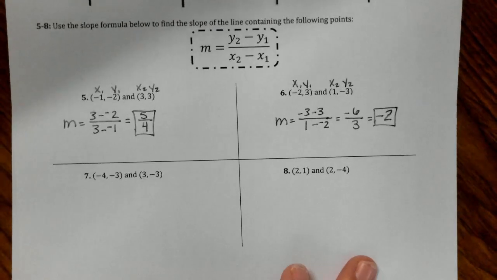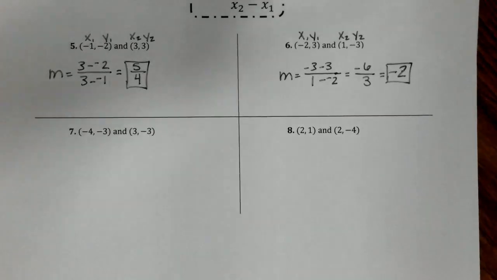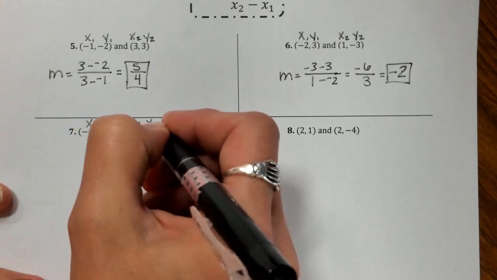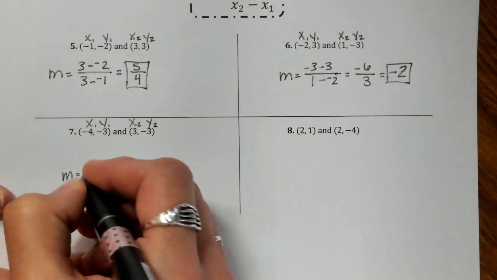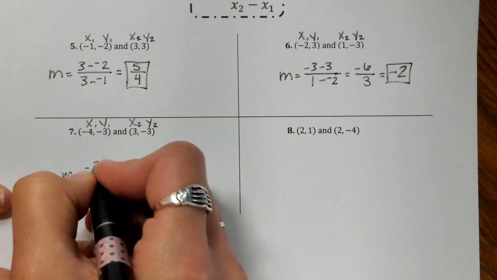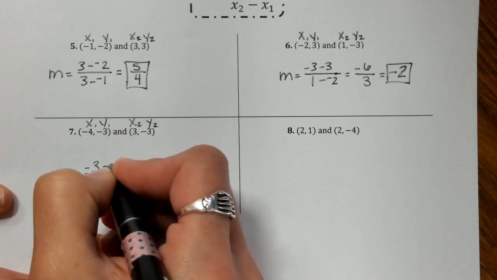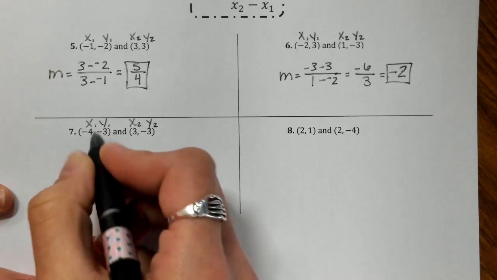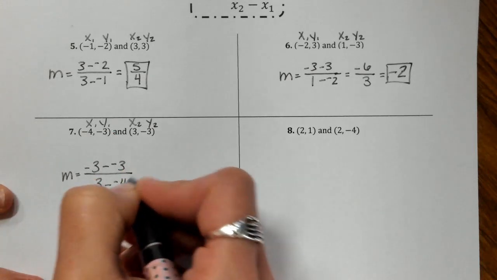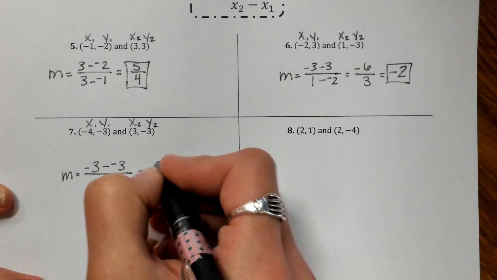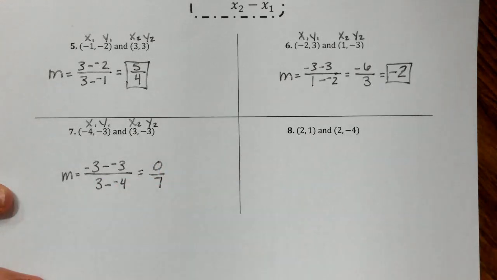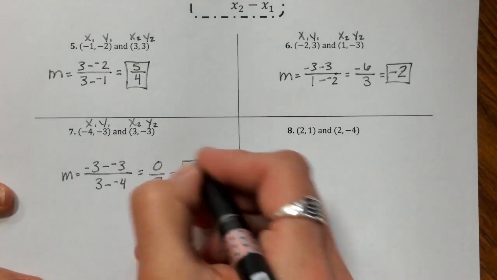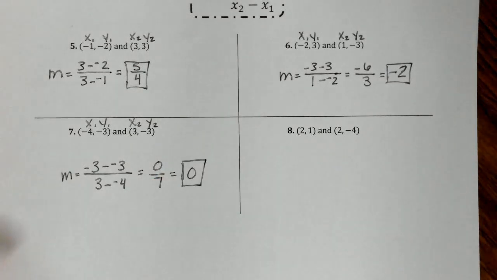Right, this next one here. Go ahead and put our x's and our y's. And same thing. y2, negative 3, minus y1, negative 3. x2, 3, minus x1, negative 4. When we get this, we're going to get 0 over 7. A 0 in the numerator is going to tell you that this is a 0 slope. If you put that in your calculator, it will tell you 0.